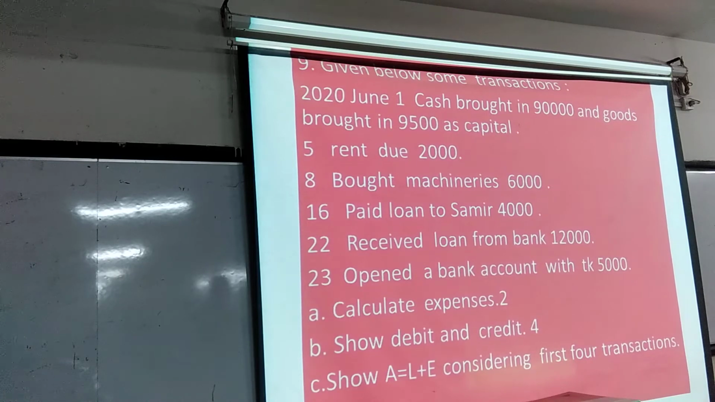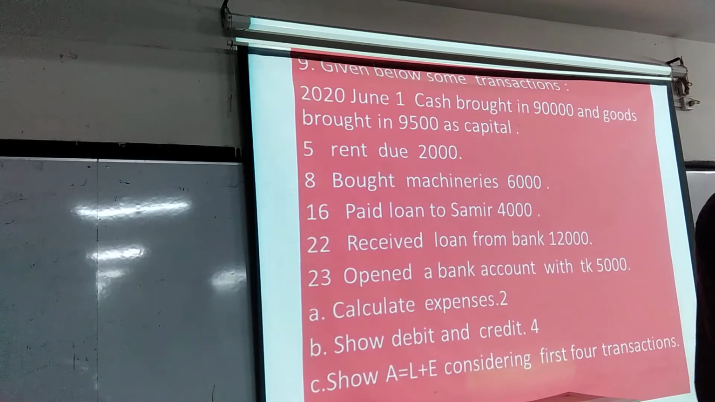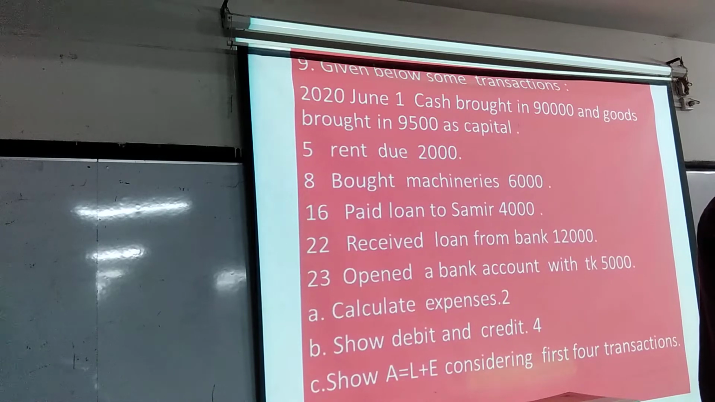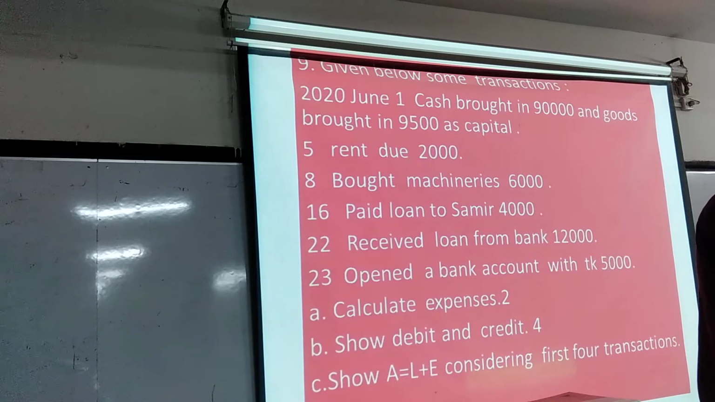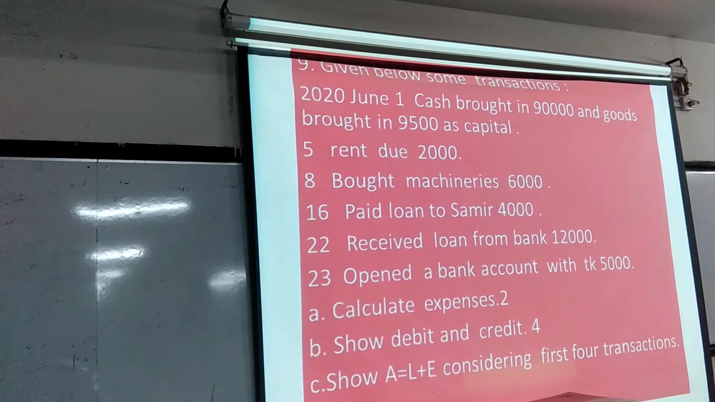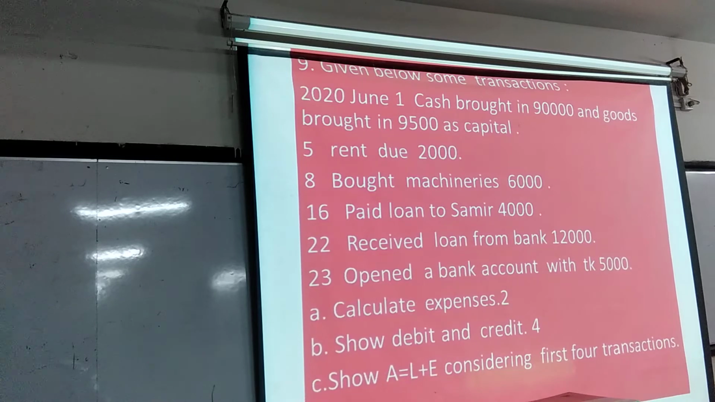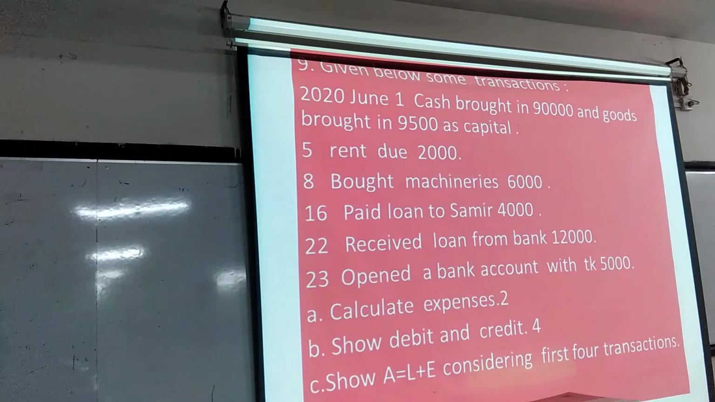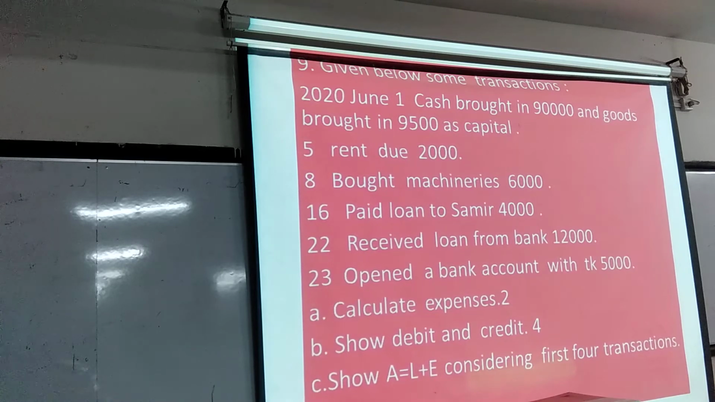Cash brought in taka 90,000 and goods brought in taka 9,500 as capital. Is there any expense? There is no expense. Rent due, that is expense. Rent due 2,000 will be an expense. Bought machinery 6,000. Is it an expense? No. This is not an expense. This is an asset.